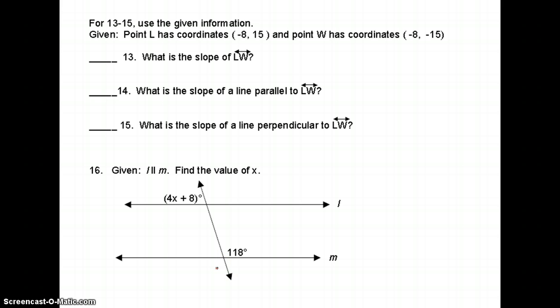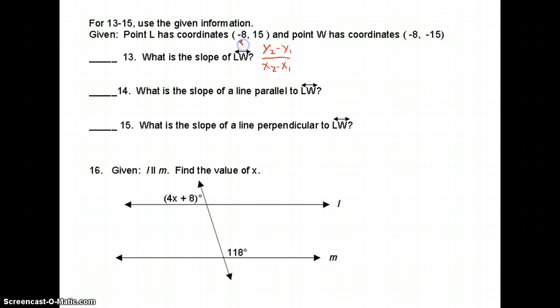Through 15 use the given information. Okay. Let's see. Given point L has coordinates -8, 15, and point W has coordinates -8, -15. What is the slope of LW? Okay, slope. Remember, slope is y2 minus y1 over x2 minus x1.